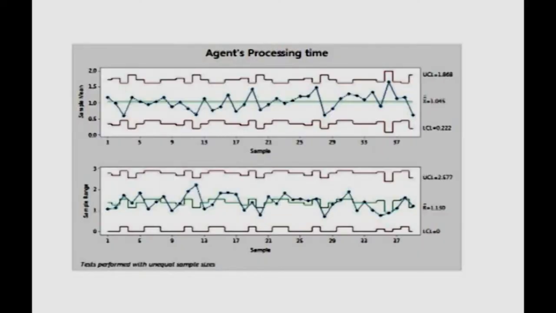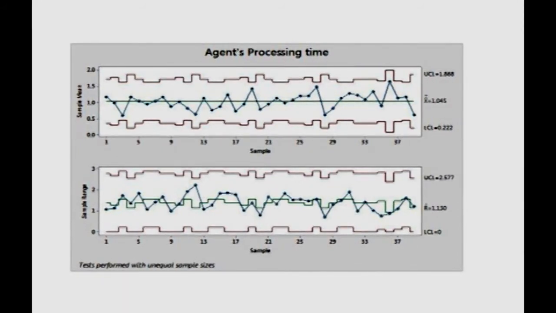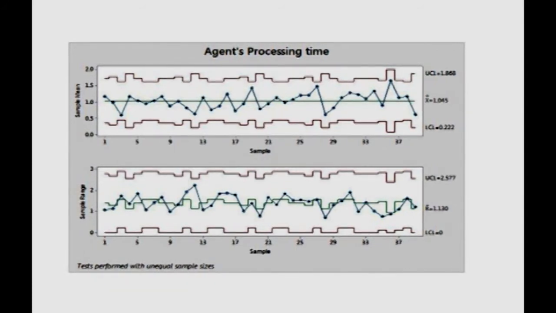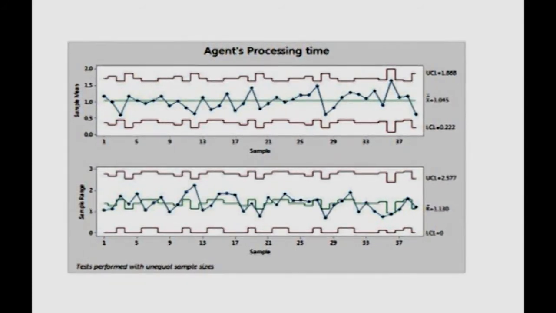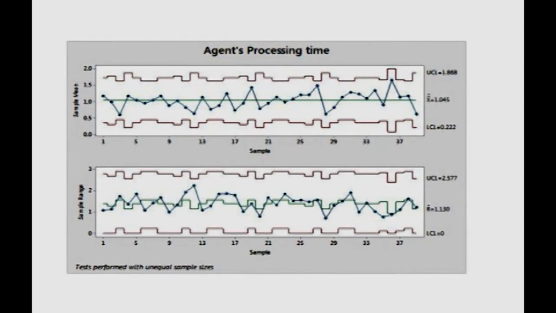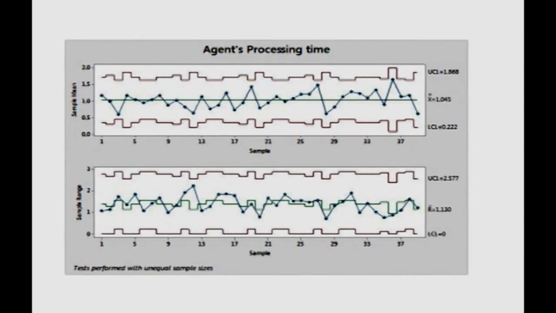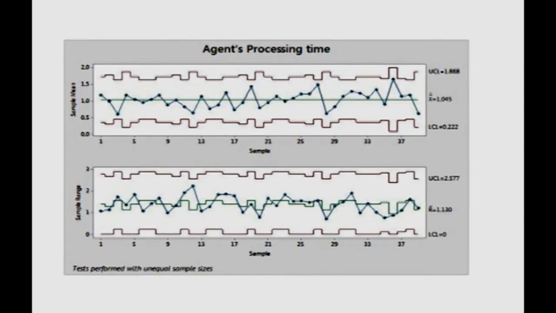Next we will look at the chart for processing time of each operator on different wires. Here the X bar R control chart is called the mean and range chart. In this case, each operator, that is each individual subgroup, was processing a different number of wires hourly, so the subgroup size will differ from one subgroup to another, hence the control limits are displayed like a zigzag. Processing time of the agents is within control limits and the range is also within control.